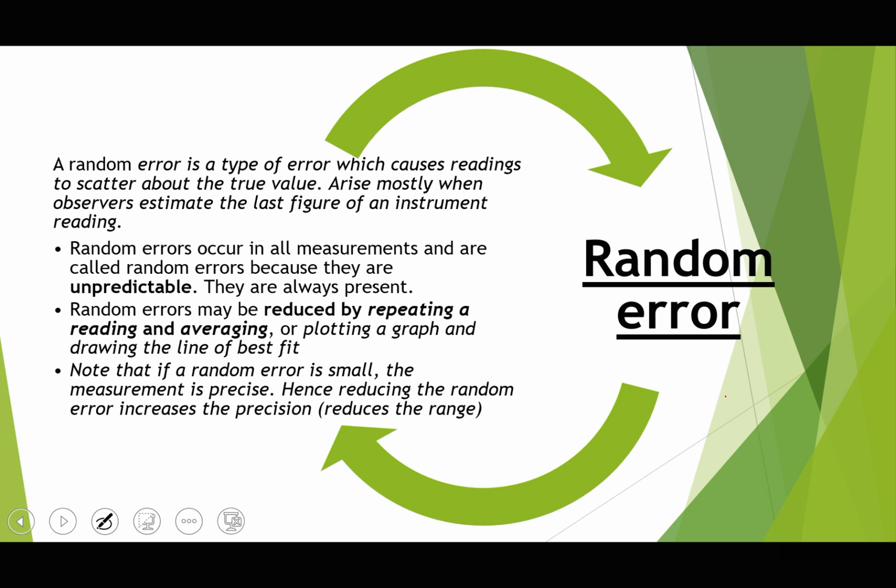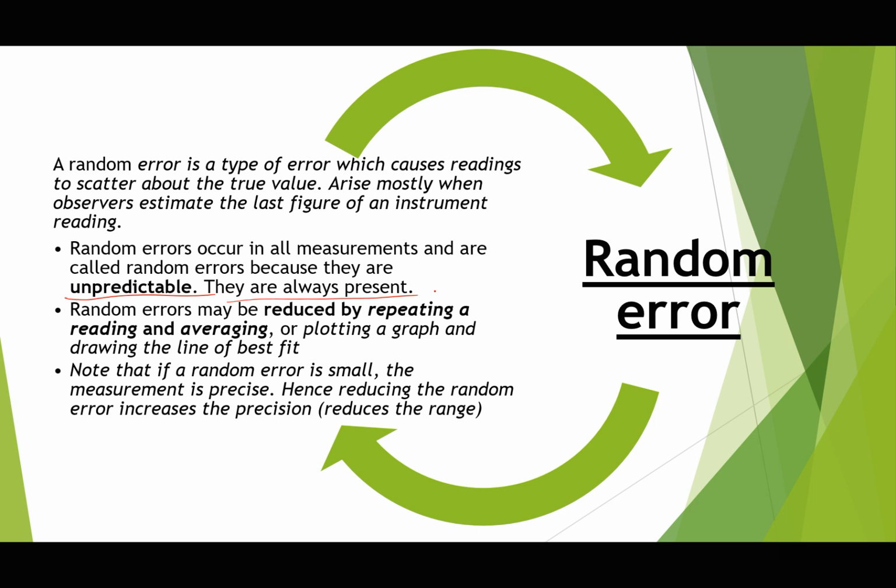You cannot take readings from the instrument at the same angle every time. So random errors are actually unpredictable and they will always be present. Of course, systematic errors may not be present every time because they depend on the instrument, and therefore if it is a zero error, you can remove it and use the instrument perfectly well. There is no systematic error. But for random errors, they are out of the reach of the experimenter.